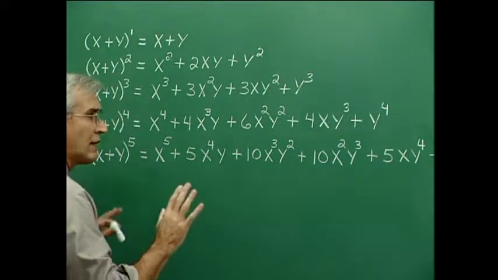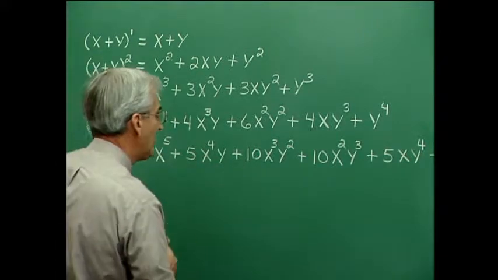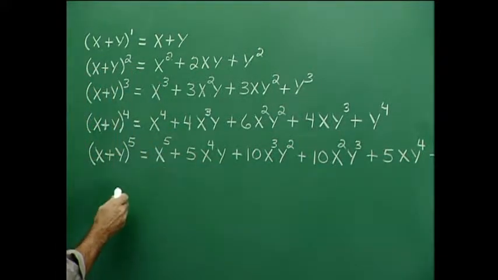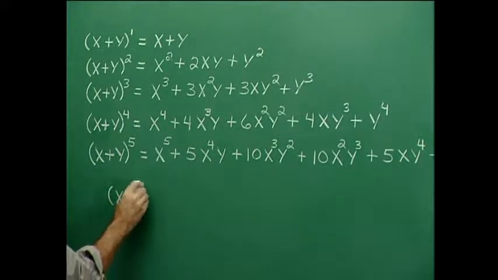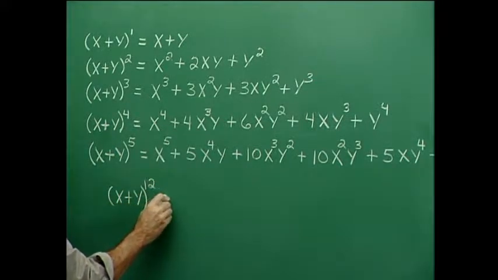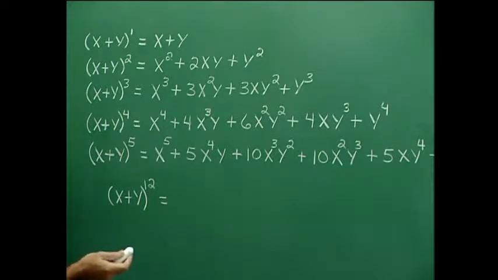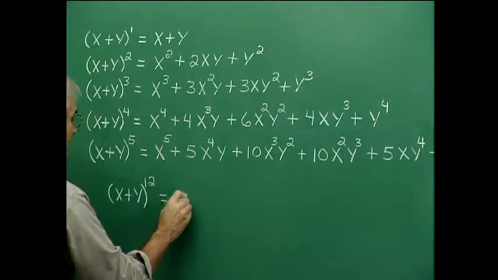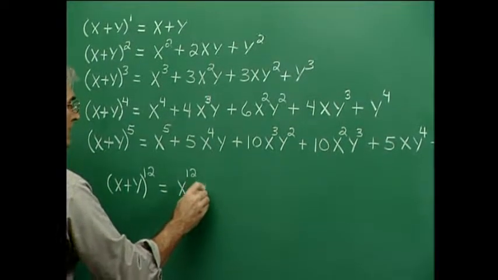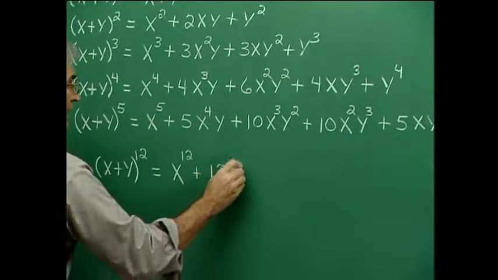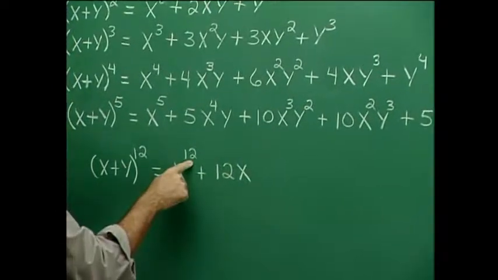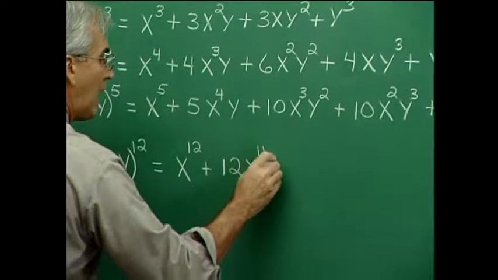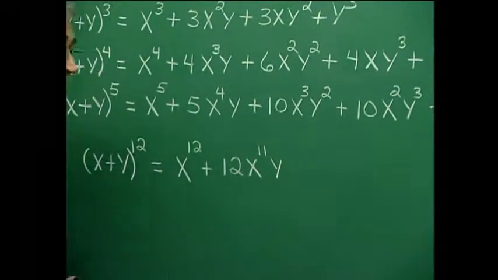So all of those things are going on. We have all of those patterns happening. So we know right now then that if we take x plus y and raise to the 12th power, we know how to begin the expansion. It's going to be x to the 12th. The next term is going to be 12x to an exponent 1 less than this, and then y will make its appearance as a factor.